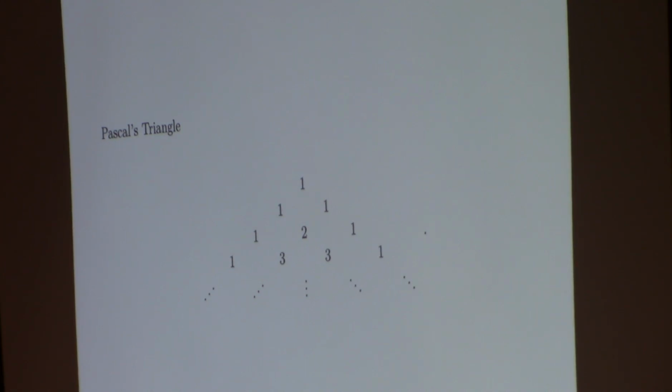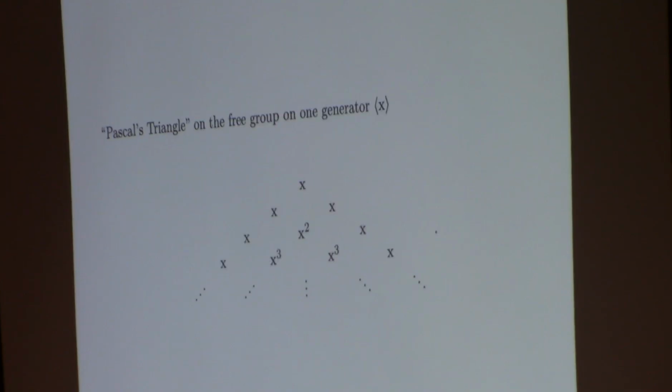So, Pascal's triangle: we have ones all along the edges, and then the two things above add to give us what's below. Here's Pascal's triangle on the free group of one generator. This is just a group generated by a single element x, so I put x all along there. I looked at this and thought, well, this isn't really that interesting. It's just Pascal's triangle in the exponents now. Okay, so that's not too fun.